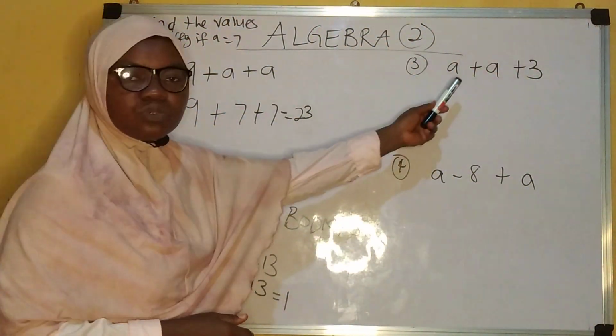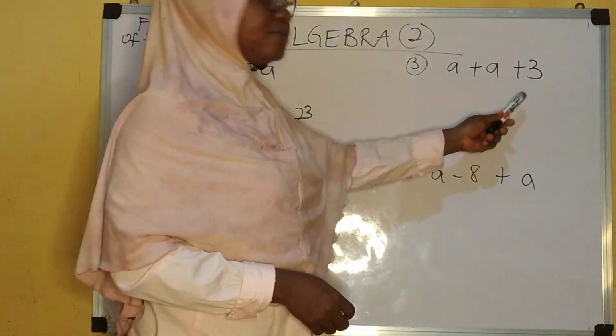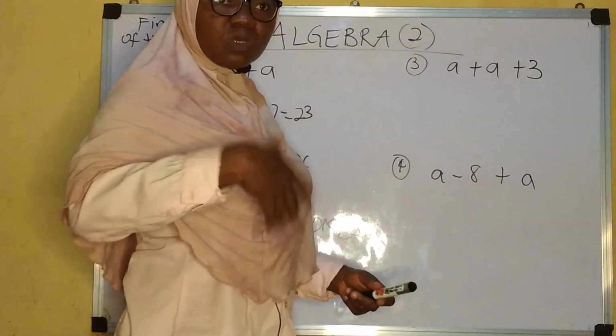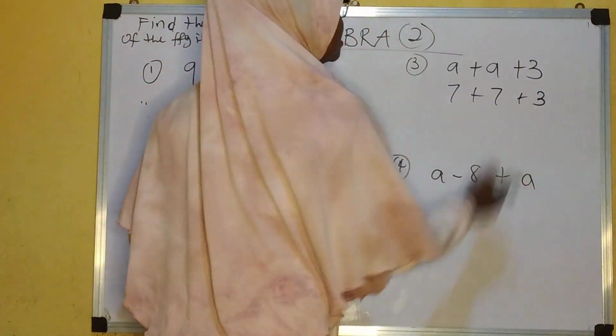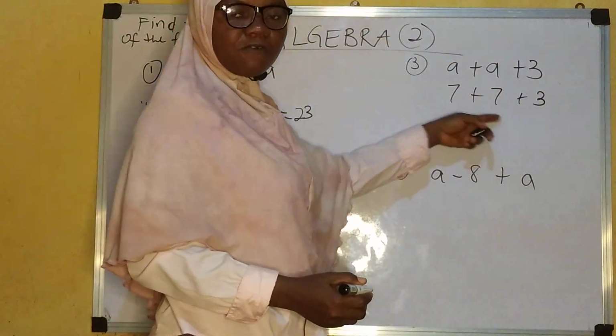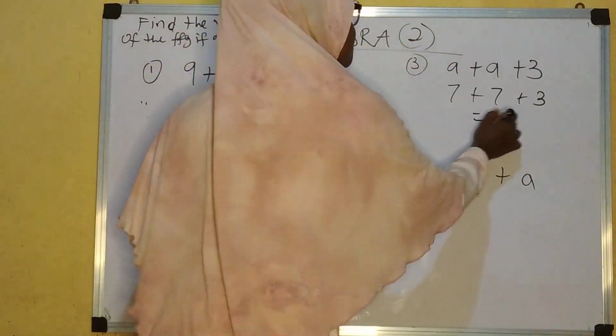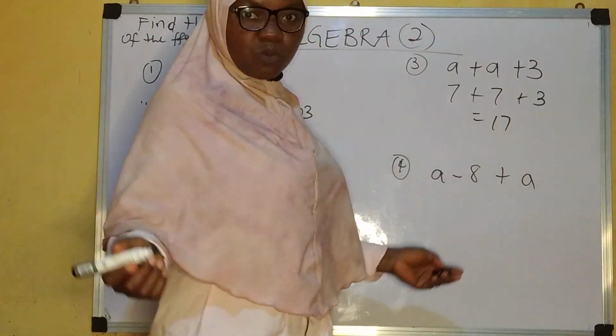Now let's go to this third question. I have a plus a plus 3. Again, my a is 7. So I have 7 plus 7 plus 3. 7 plus 7 is 14. 14 plus 3 is 17. Easy peasy, one more time.